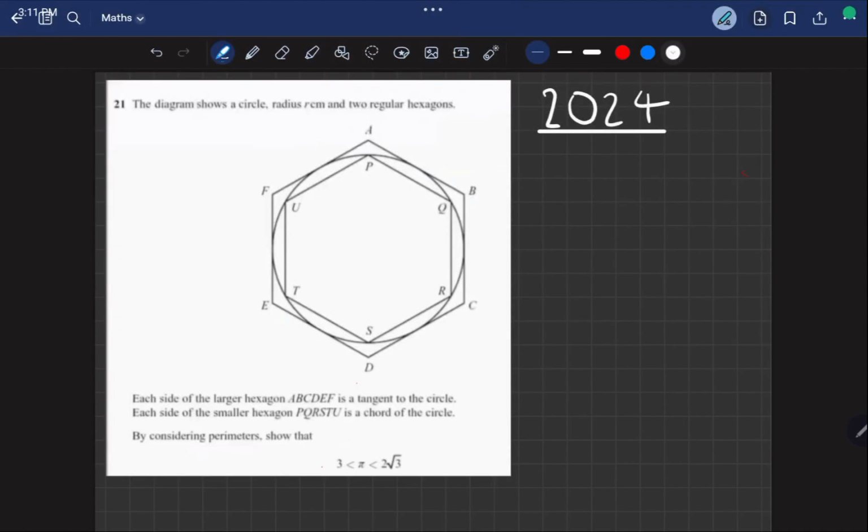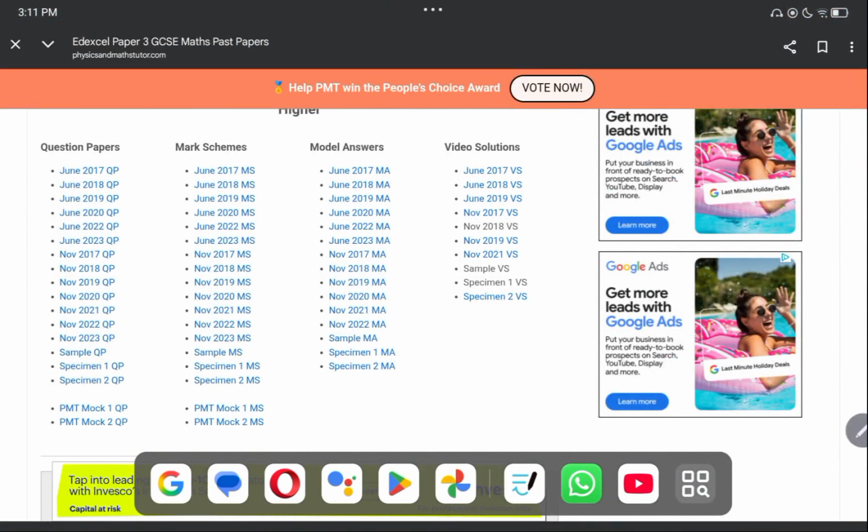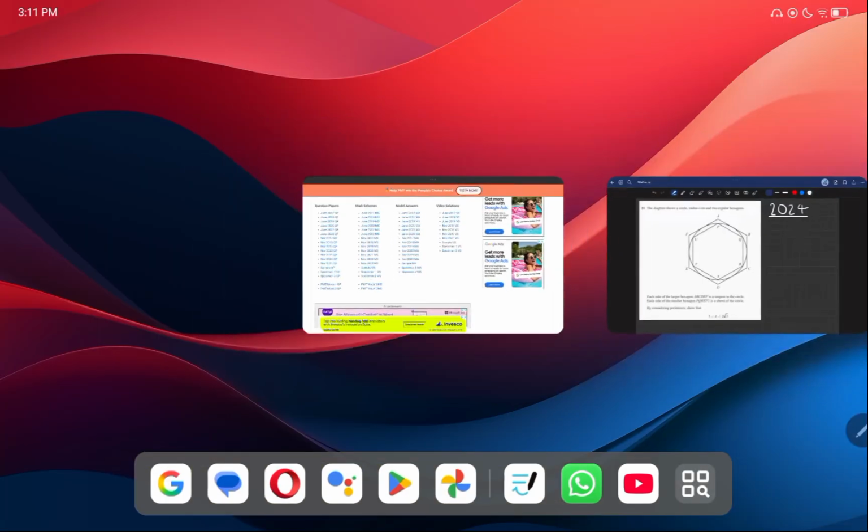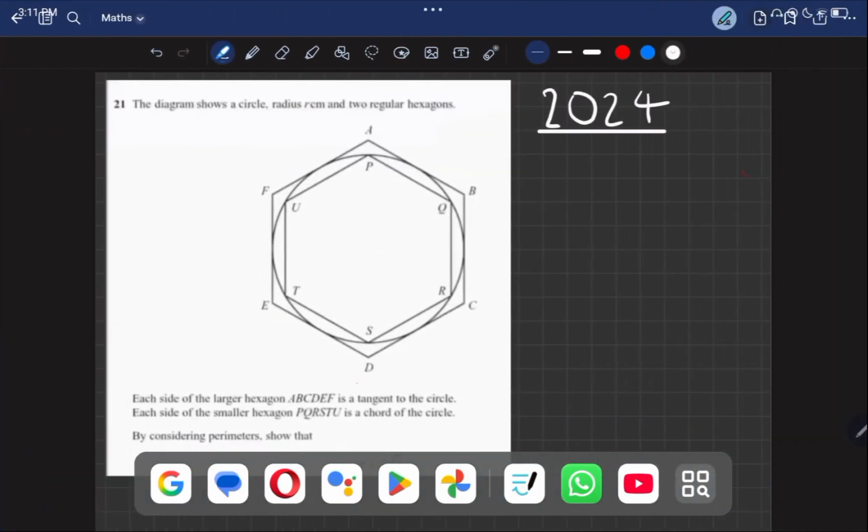Today we are solving the hardest question on the 2024 Paper 3 past paper. Yes, I know, it was very difficult to find. As you can see, it's not on the website. The latest one is November 2023. But boys and girls, I found it.